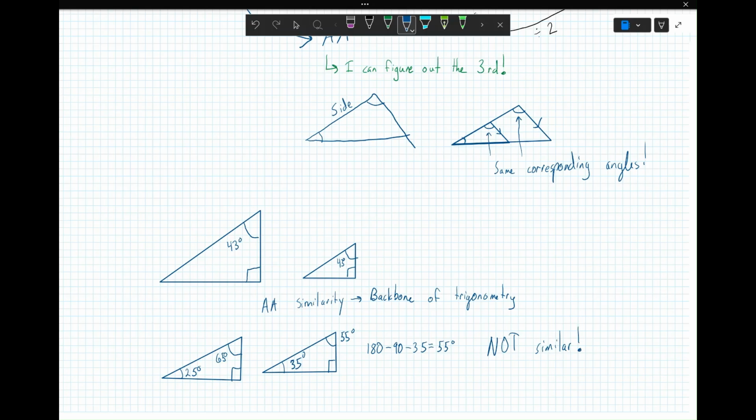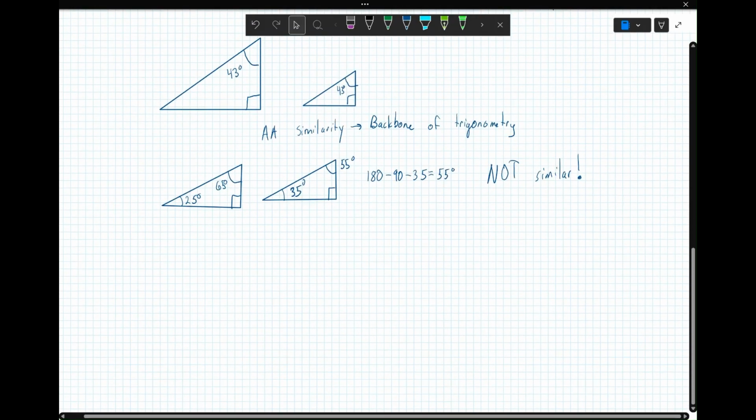Remember, triangles are special. All we need is all the same angles, and they're guaranteed to be similar. The same is not true for quadrilaterals, pentagons, anything. Only triangles are this special. Okay, let's look at some other triangles.